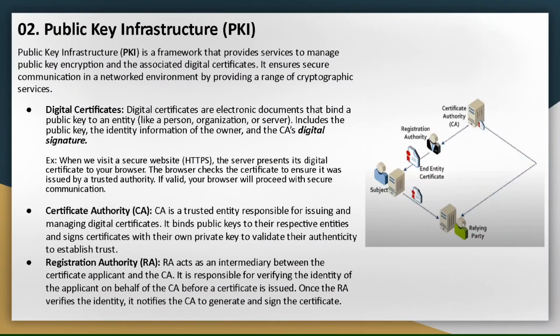Then another part is the registration authority. It acts as an intermediary between the CA and the client. It is responsible for verifying the identity of the applicant on behalf of the CA before a certificate is issued. Once the RA verifies the identity, it notifies the CA to generate and sign the certificate. So this is how a certificate is issued from the subject to the CA, with the registration authority as the intermediary between them.